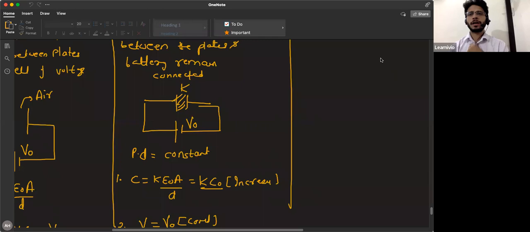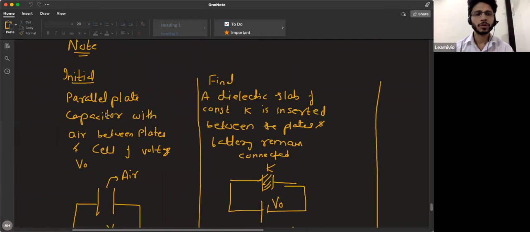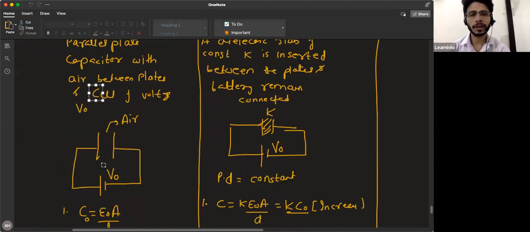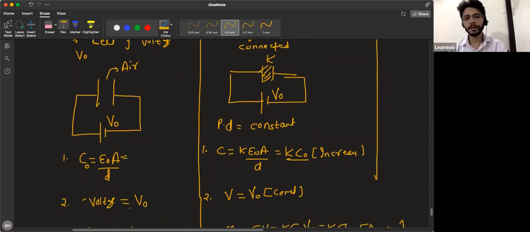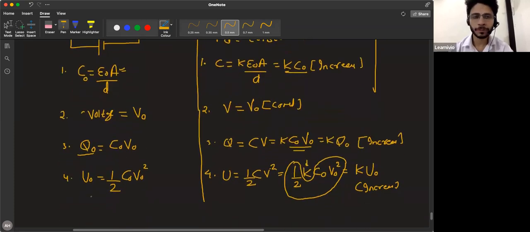Up to last class, we have finished capacitors, and we're doing this question. This was the initial condition: a parallel plate capacitor with air between the plates, connected to a cell of potential difference V0. The capacitance in air was epsilon naught A by D, voltage was V0, charge was C0 V0, and potential energy was half C0 V0 square.